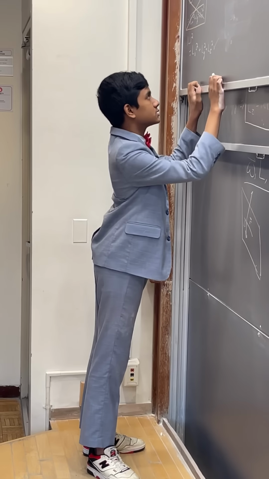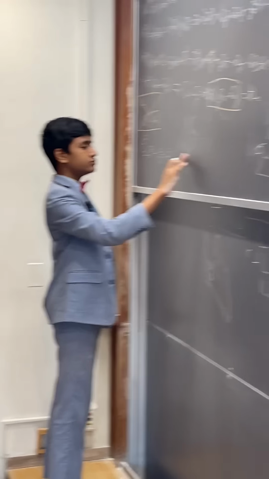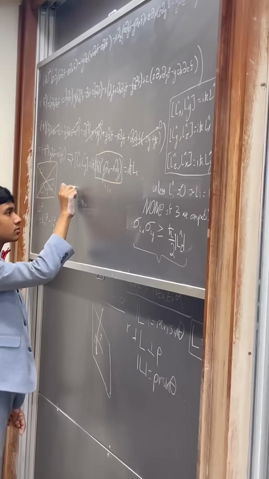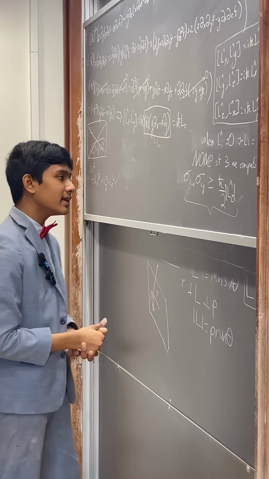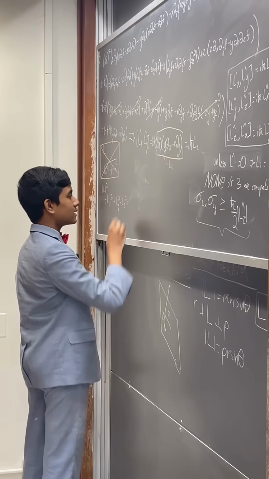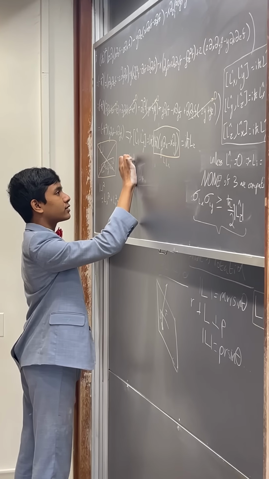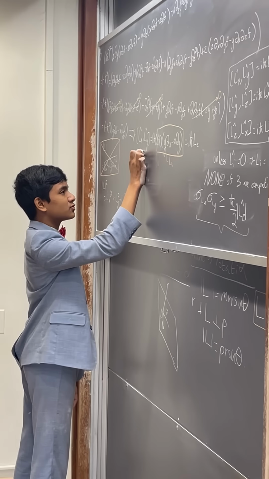Oh, no, this is the right black. So, let's test it with Lx, and then we can use cyclic permutation once again in order to get Ly and Lz. So the commutator of L squared with Lx is what?